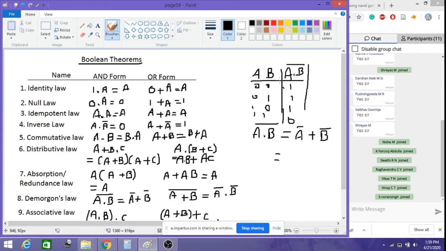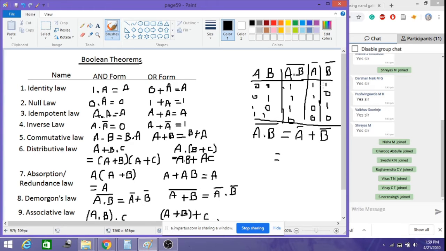So let us write the A bar and B bar here, and then we will take the sum of this. So A bar is here 1 1, this is 0 0, and B is 0 1, sorry, this is 1, this is not 1, this is 0. So now B bar is what? This is 1 0 1 0.